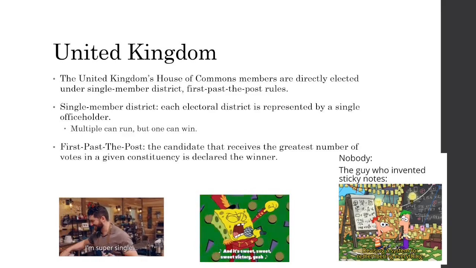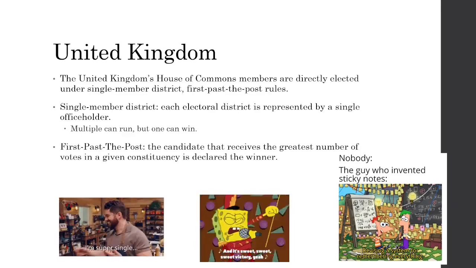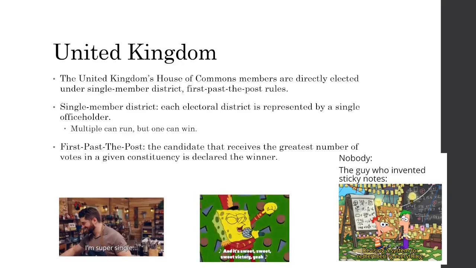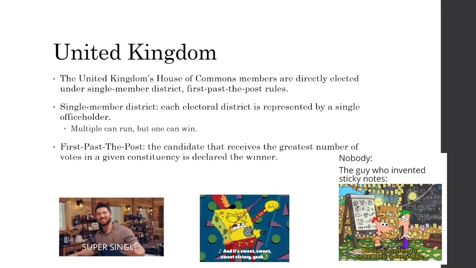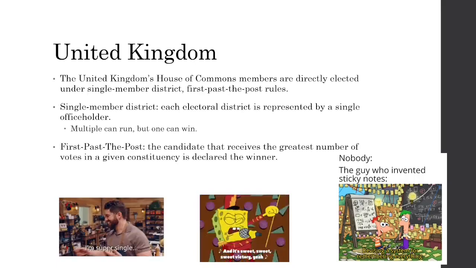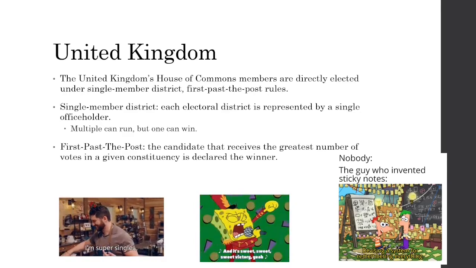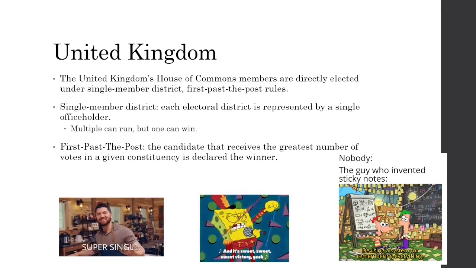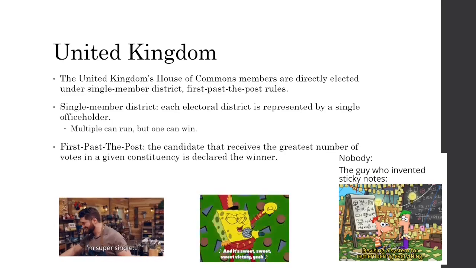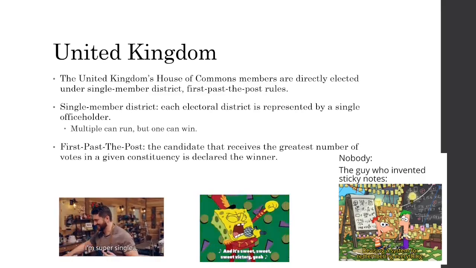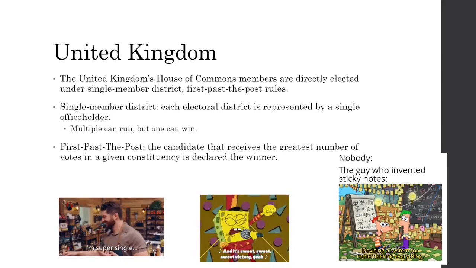A first-past-the-post rule is where the candidate that receives the greatest number of votes in a given constituency, a given district, is declared the winner. It doesn't have to be over 50%, it just has to be the most. So it could be 33%, if the other candidates got like 10, 10, that's 53, and 37 if we have 4 people running. Now, if there's only 2 people running, obviously they have to get the majority. But if there's more than 2 people running, then it's just the greatest number of votes.